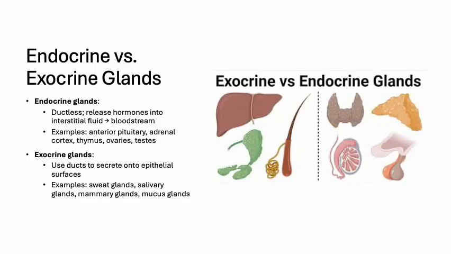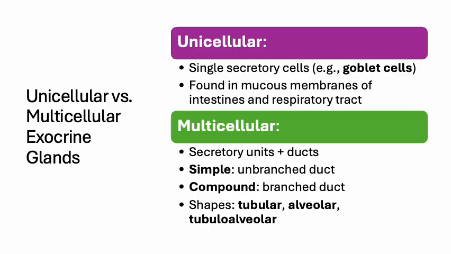Exocrine glands, in contrast, use ducts to deliver their secretions onto epithelial surfaces or into body cavities. Sweat glands, salivary glands, and mammary glands are common examples. Exocrine glands can be unicellular or multicellular depending on their complexity.